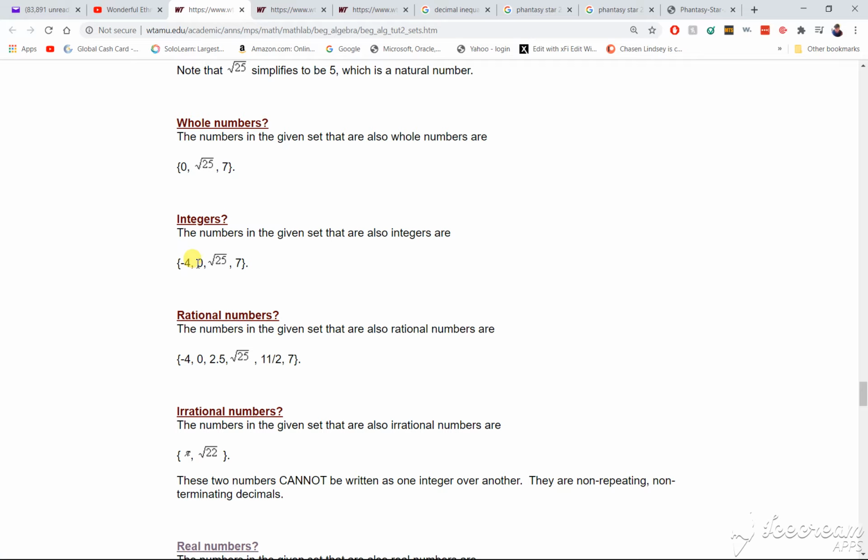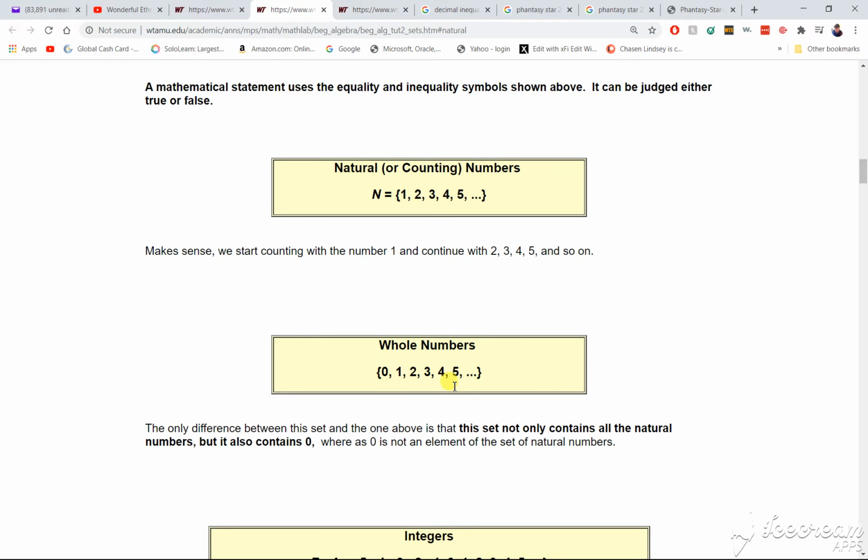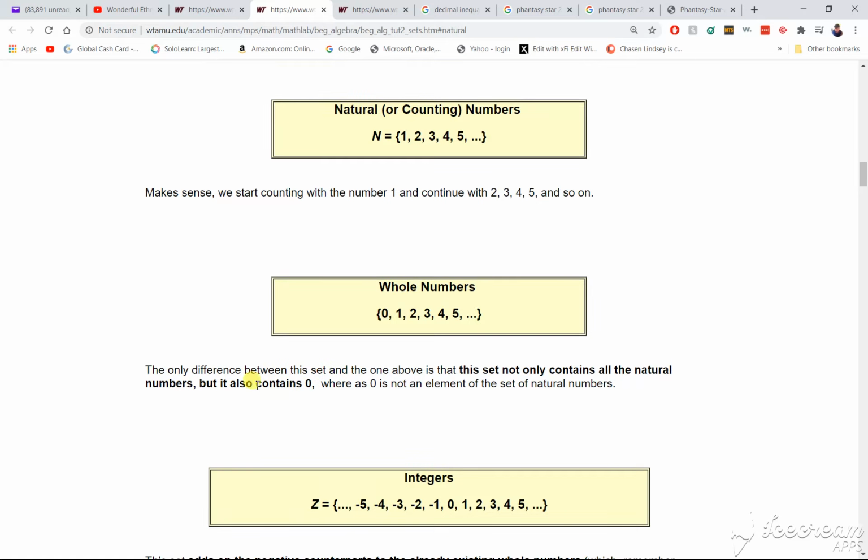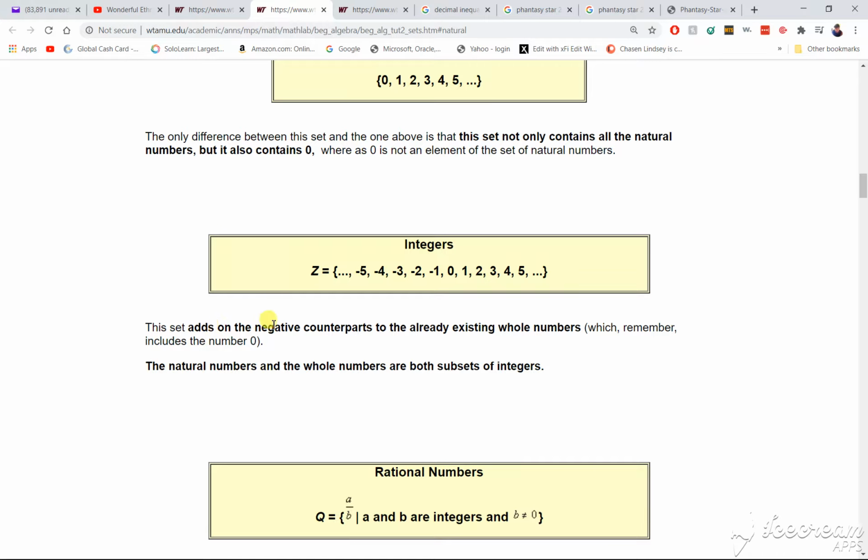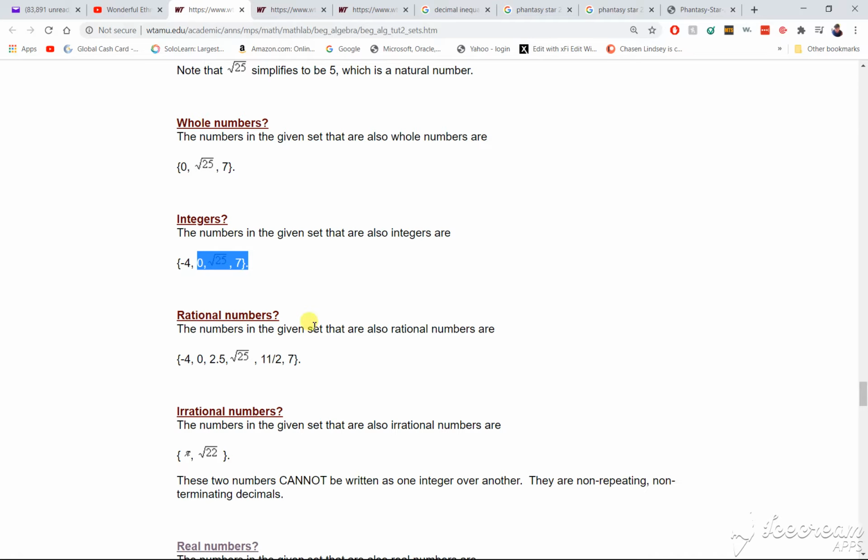Okay, integers are everything listed above plus the negative numbers. Everything above plus the negatives.